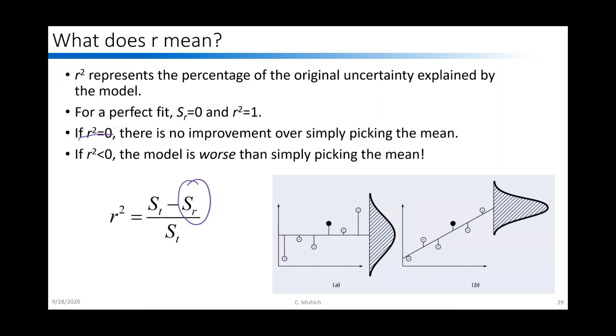You can also have a case where r squared is less than 0. So this means that the model, in this case we're just talking about a straight line, is actually worse than just taking the average of the data. Right? So if I have r squared between 0 and 1, the model is improving or minimizing the error. If it's less than 0, I'm increasing that average error.